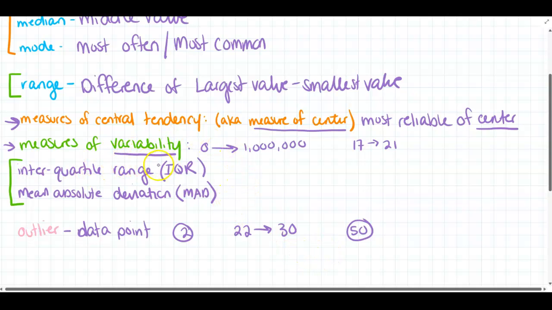The other two measures of variability, besides range, are the interquartile range and the mean absolute deviation. These just have to do with how your numbers are spread out, and that's basically variability. Your range is the very basic. This is how many pieces of data you have between this value and this value. Now these two take it a little bit further, and you split them up into smaller parts.